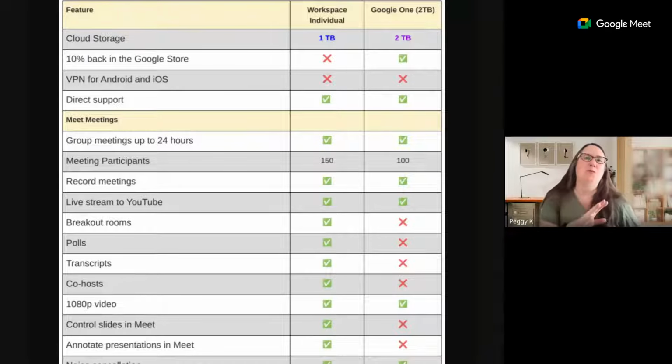Because the subscription for Workspace Individual costs about the same as the Google One 2 terabyte subscription. And both of them are very affordable actually compared to some other plans that I've looked at, at least in terms of storage. So, something to look into.